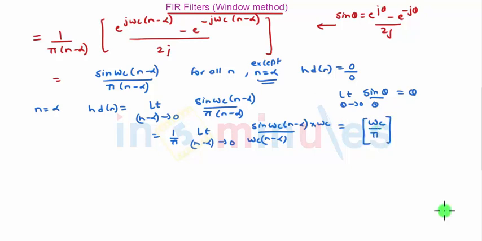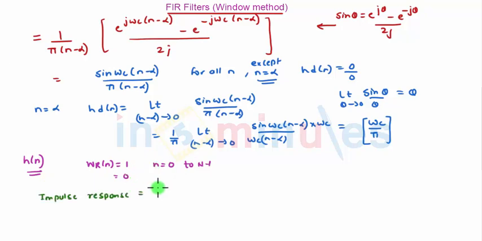Now the next step is finding the impulse response h of n of the FIR filter by multiplying hd of n by the window sequence. Now we have to use the rectangular window sequence, that is, WR of n is equal to 1 for n ranging from 0 to N minus 1, else it is 0. So the impulse response is given as hd of n into WR of n.